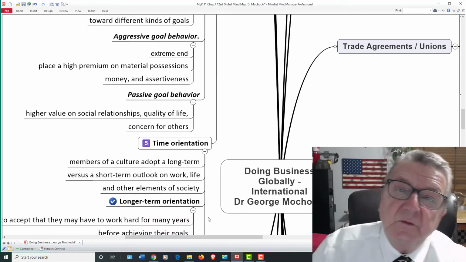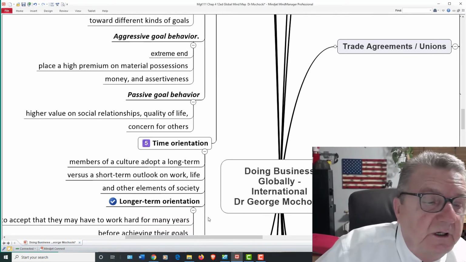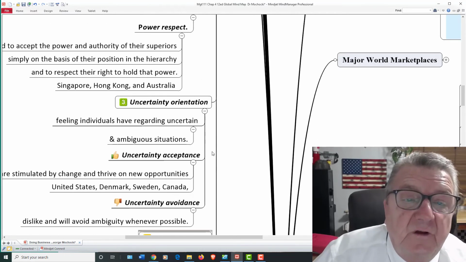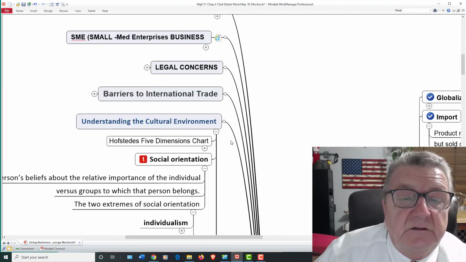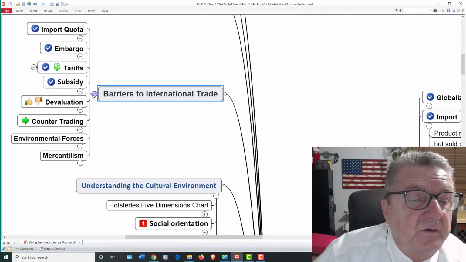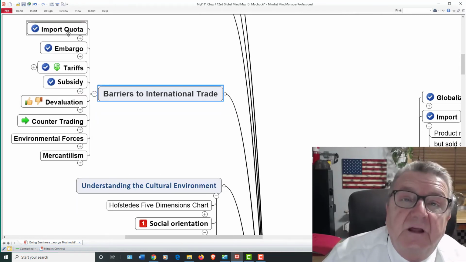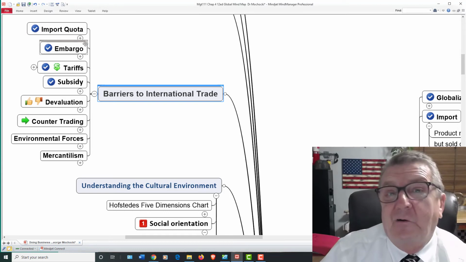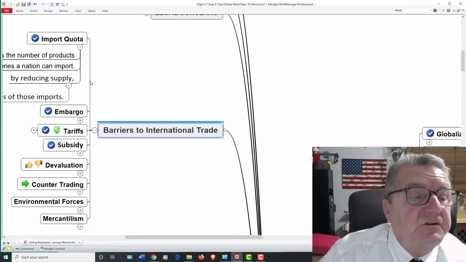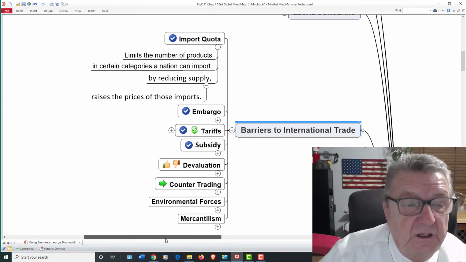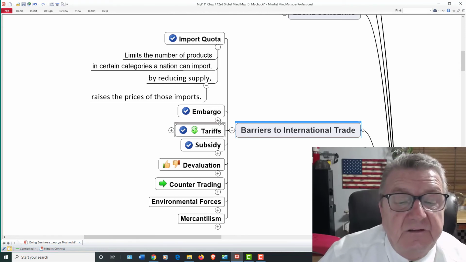And these are also with companies and individuals, what their standards are, what their values are. Okay, so I've got that. Let's see what else we have in here. Okay, let's see the barriers. I think I had that. Okay, so I've got import quota, embargo. I'll put these on. You should at least be aware of these. I'm not going to go through them until we discuss those in class.